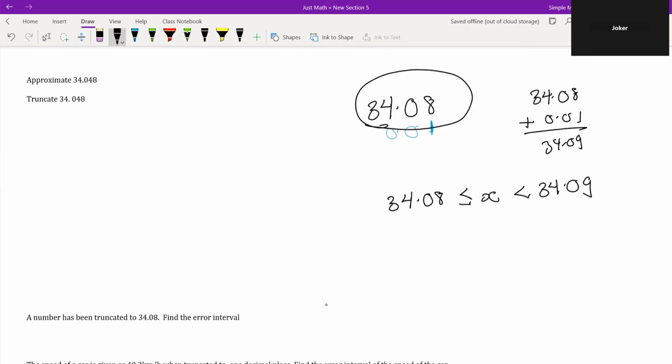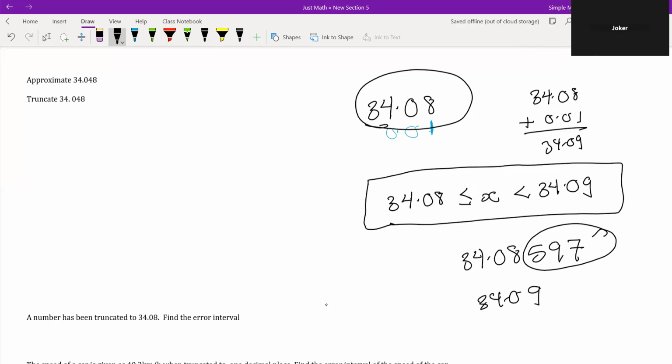And it makes sense. Let's pick a number that's around this range. Let's say we have 34.08 and add something else, say 34.08597. Once we truncate to two decimal places, it just means we delete anything that's after the 8 and we get back to 34.08. If we have 34.09, it's no longer going to give you 34.08. So this will be your answer.